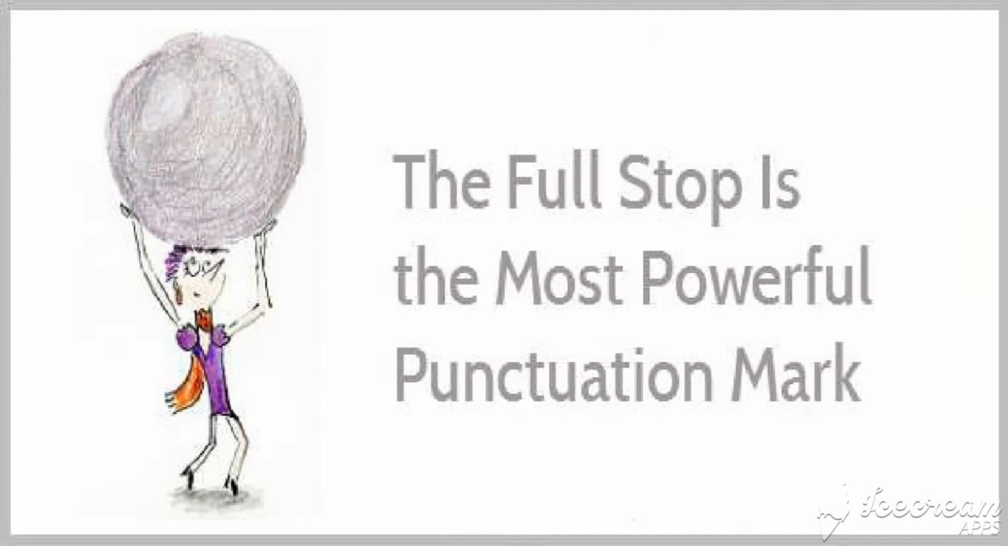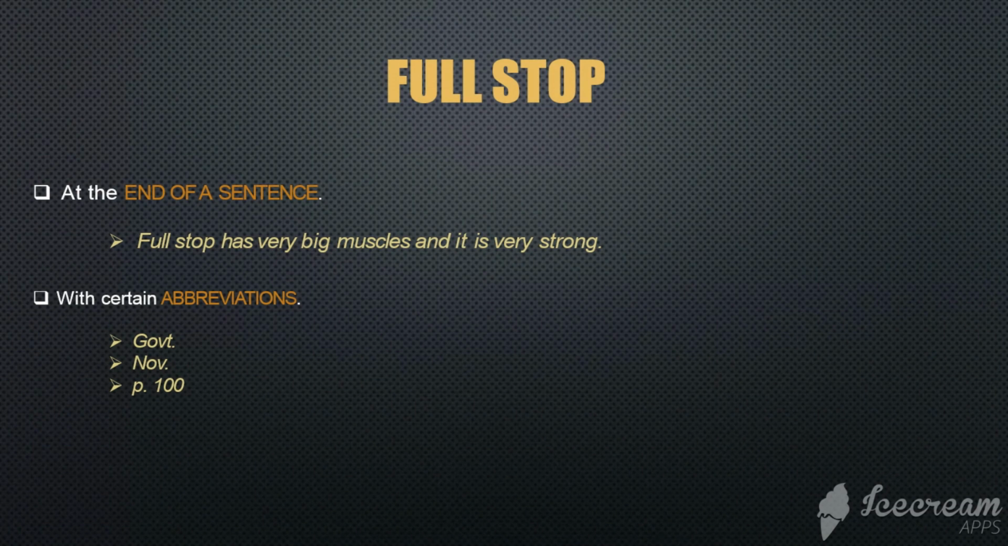Let's begin with the full stop. The full stop is the most powerful punctuation mark in English. In American English, it is also called a period. Here are some of the uses of the full stop. A full stop is used at the end of a sentence, as a sign that the sentence is complete.